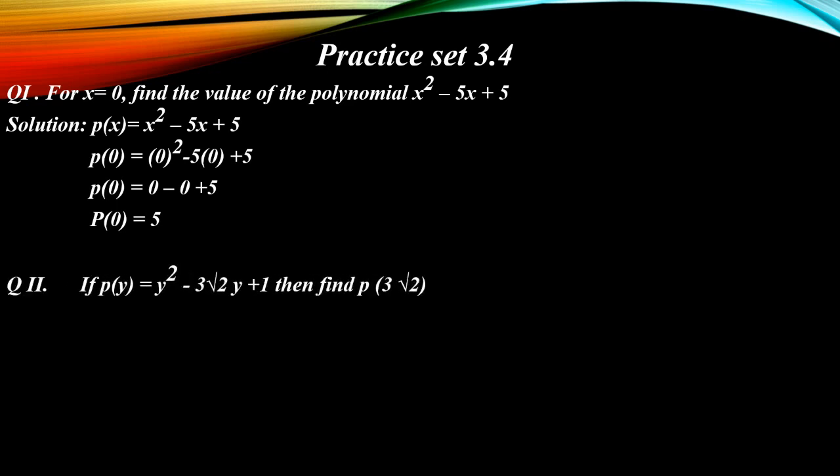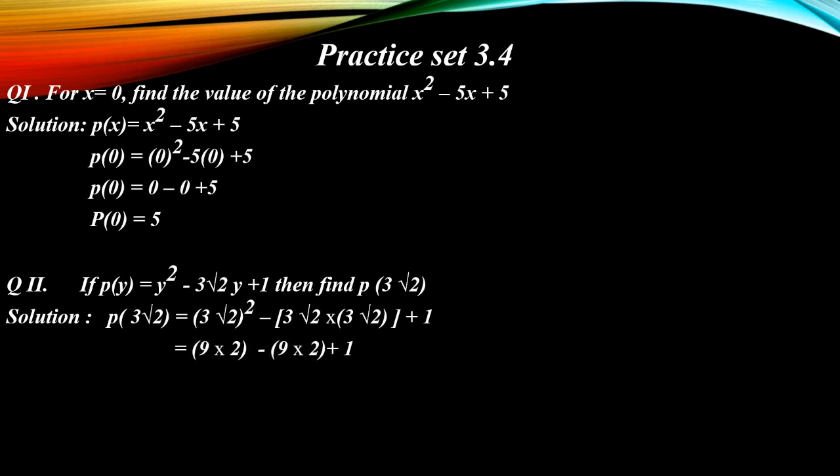Second question, if P(y) = y² − 3√2y + 1, then find P(3√2). Solution, in place of y, we have to substitute 3√2. So, P(3√2) = (3√2)² − 3√2 × 3√2 + 1.